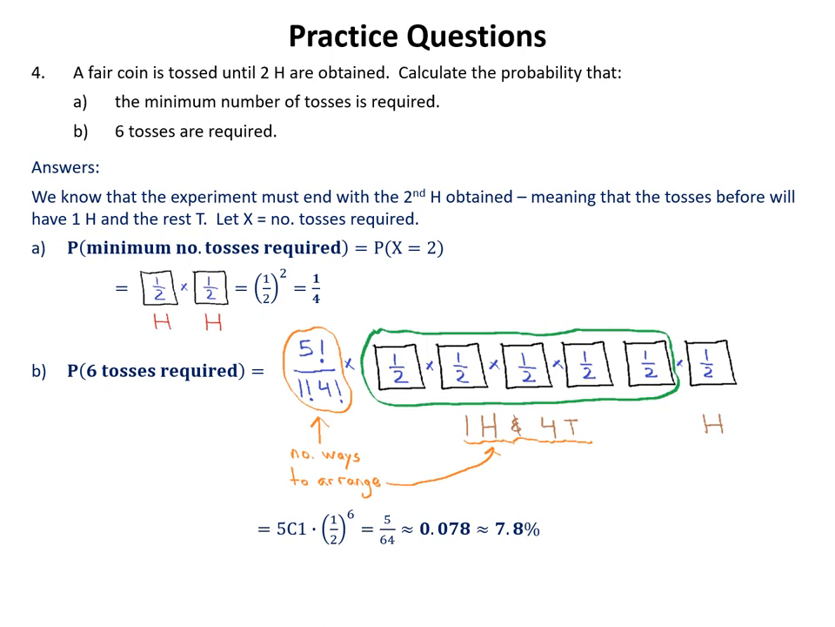So let's start by defining a random variable, x, which equals the number of tosses required. Now for part A, we're asked to find the probability of getting the minimum number of tosses. Now we first need to figure out what that is. Well, if we toss the coin until we get 2 heads, then the minimum number of tosses must be 2. And that is the case where we get heads and then heads. So twice in a row, we get heads on the first 2 tosses.